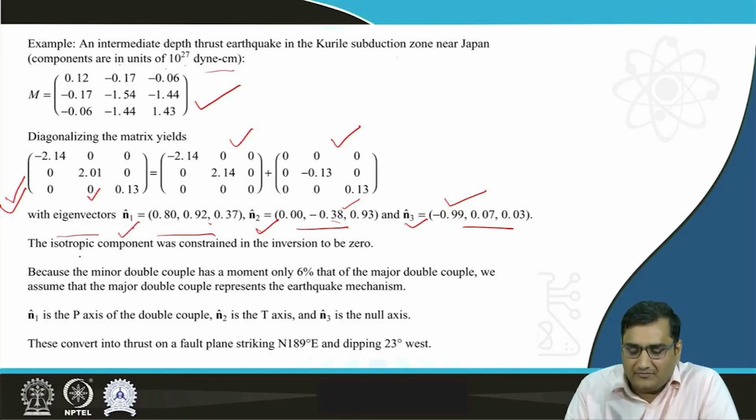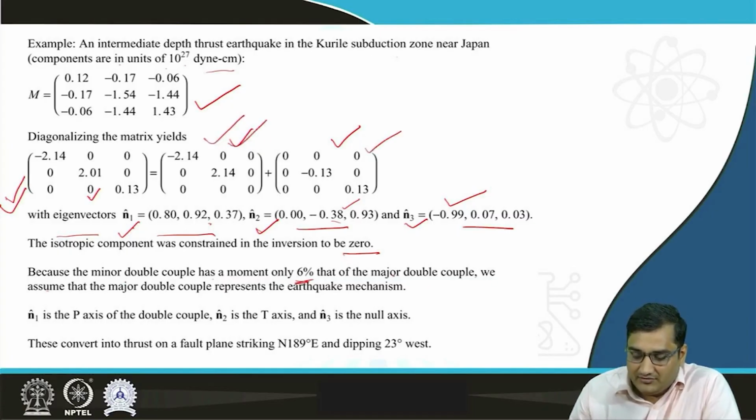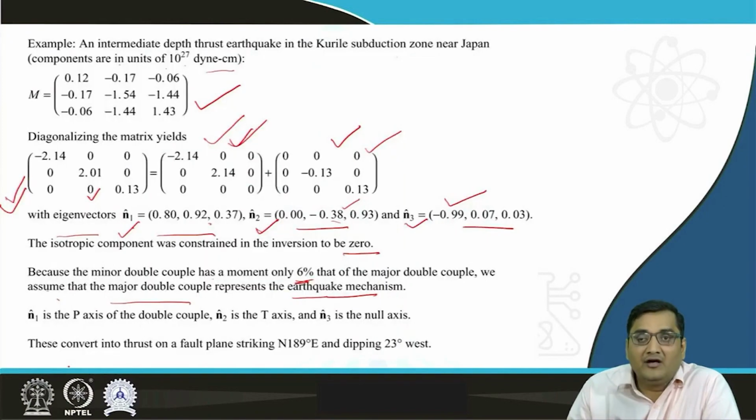The isotropic component was constrained in the inversion to be 0. The minor couple has a moment of only 6%, which means this is much smaller than this one, and this is your major couple. So we assume that the major couple represents the earthquake mechanism, as we said in the previous slide. These convert into a thrust on a fault plane striking north 180 degrees east and dipping 23 degrees west.